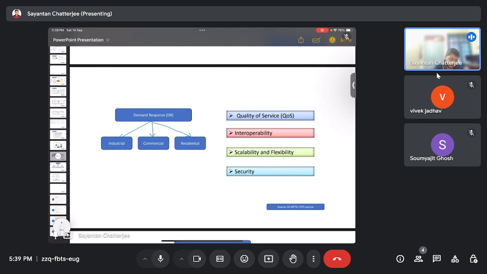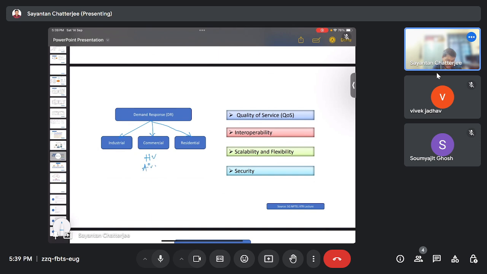Now, security issues should also be taken care of. On the commercial side, HVAC, that is heating, ventilation and air conditioning, is all there, so reduction needs to be done from this section. In the residential part, that is HEMS, the home energy management system, it is mainly focused on the refrigerator, AC, heater, electric dryer, electric vehicles, etc.